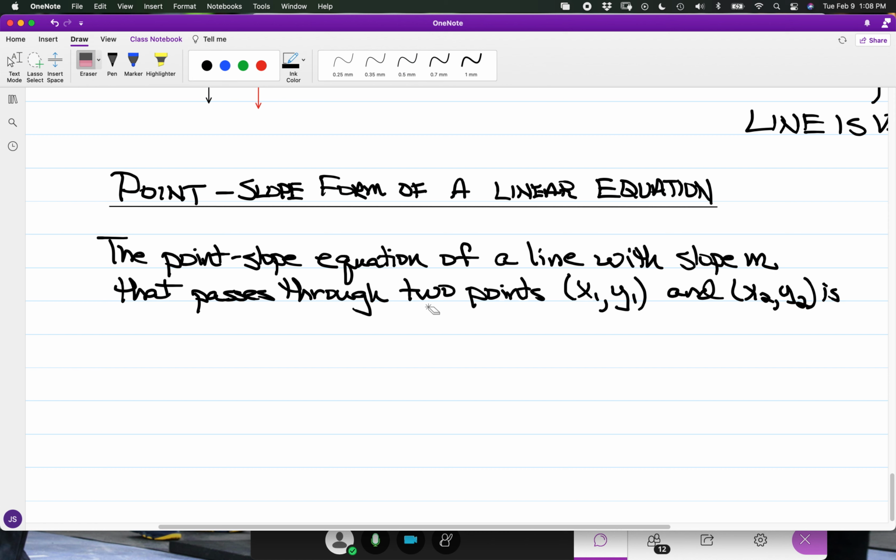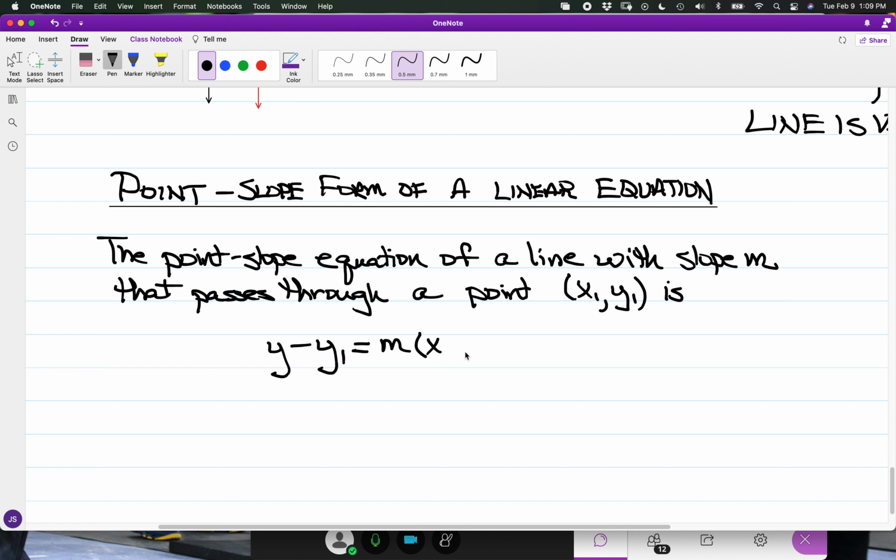So let me start out with just 1 point. There is a version that's going to have 2 points. And so it's going to pass through a point (x1, y1). It's going to be whereupon we have y minus y1 is equal to the slope m times the quantity of x minus x1. So you got y minus y1 is equal to the slope m times the quantity of x minus x1.